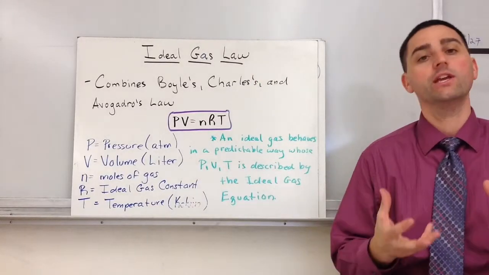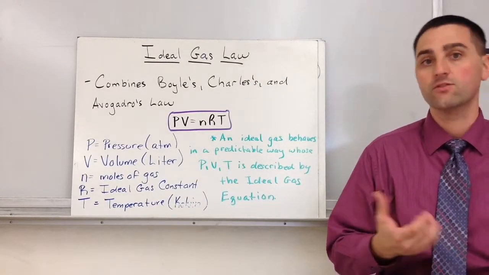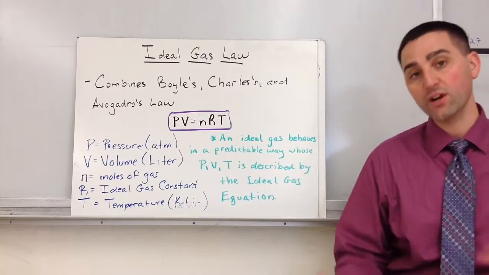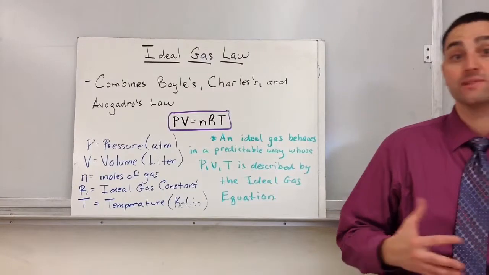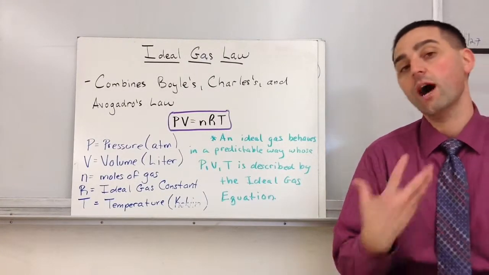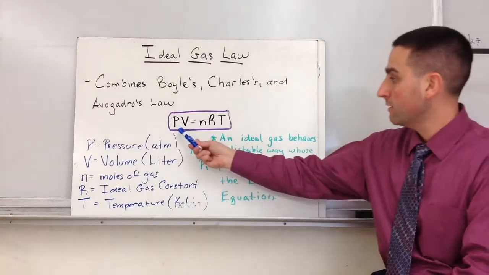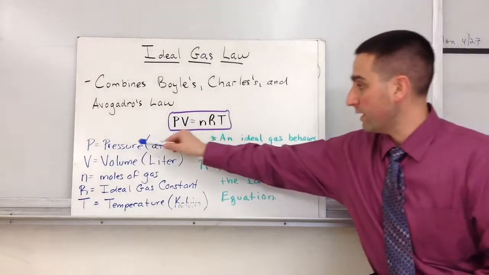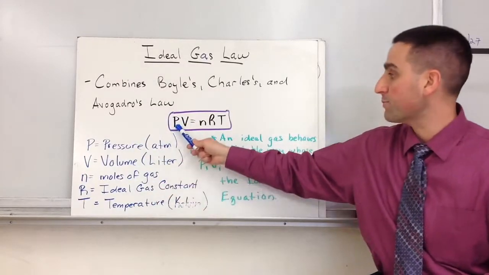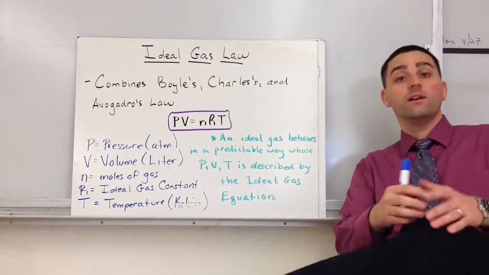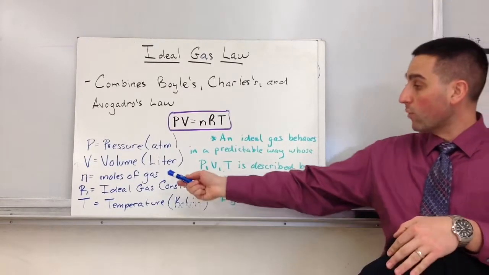It's a combination of Boyle's law, Charles's law, and Avogadro's law. So we're dealing with pressure, volume, temperature, and the number of moles of a gas. So how is it expressed? PV equals nRT. With the variables given here, P is pressure in atm, V is volume in liters, and n is the number of moles of a gas.